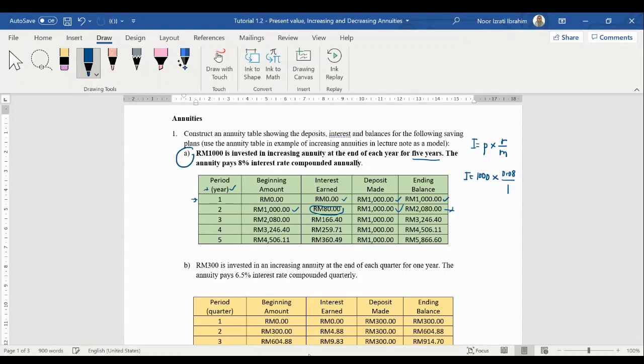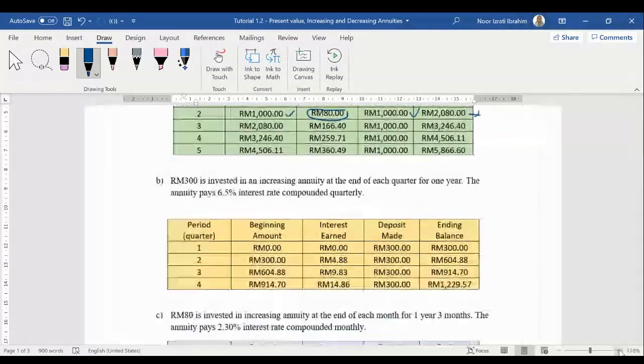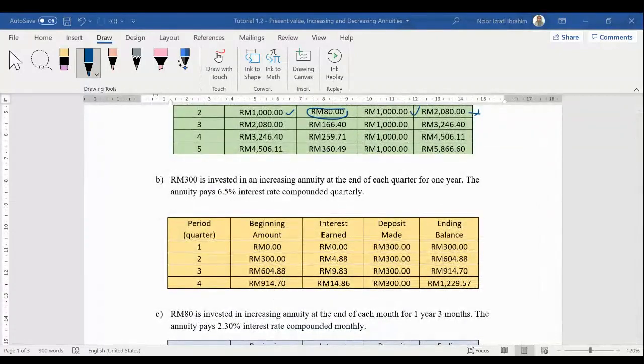First, the A, this scenario A is quite simple because it's in year. Look at the orange color here. 300 is invested in an increasing annuity at the end of each year for 1 year. The annuity pays 6.5% interest rate compounded quarterly. Now, compounded quarterly gives us M equals to what, guys? Compounded quarterly, M equals to? Can any of you answer? 4, correct. M equals to 4.